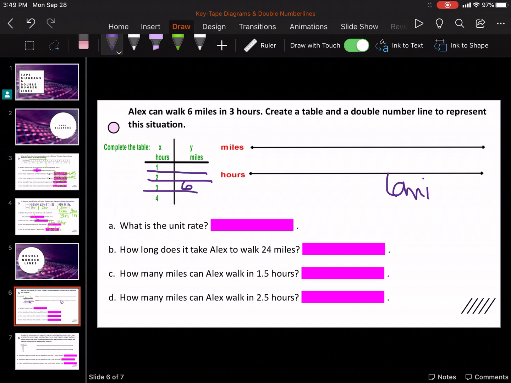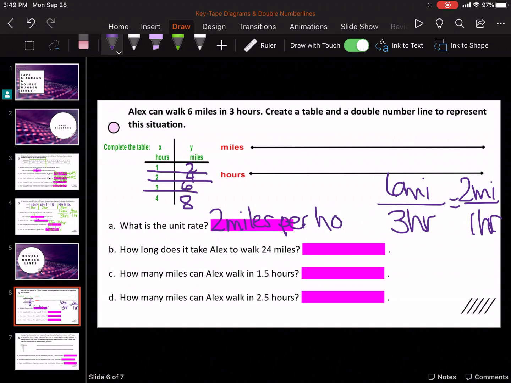6 miles in 3 hours. What is it for 1 hour? Well, 6 times 1 is 6, divided by 3 is 2 miles. So then it's going to be 2, 4, 6, 8. Okay, so the unit rate, remember, is always how much it is for 1. So that is going to be 2 miles per hour.